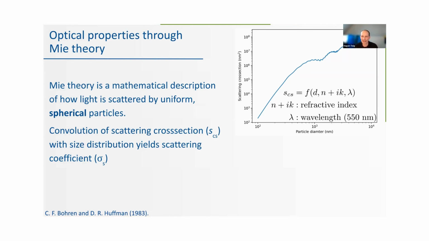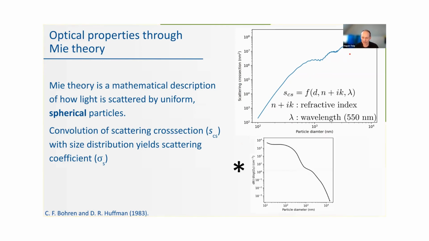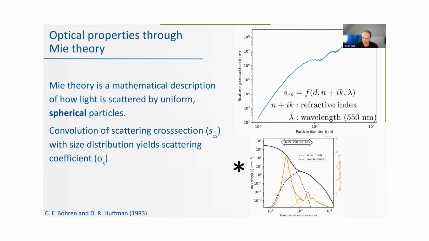So on the top right, I'm showing the scattering cross-section of particles as a function of particle diameter. And what you get is often referred to as a Mie curve. Then in the next step, you would use that Mie curve and convolve it with the size distribution, and what then gives you this scattering coefficient distribution. And then if you just integrate over the scattering coefficient distribution, you get your scattering cross-section.